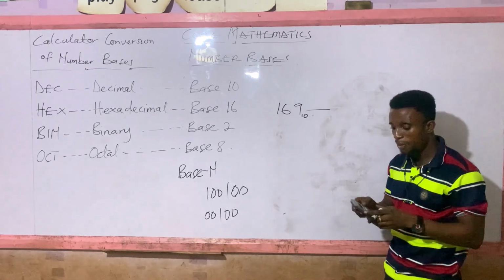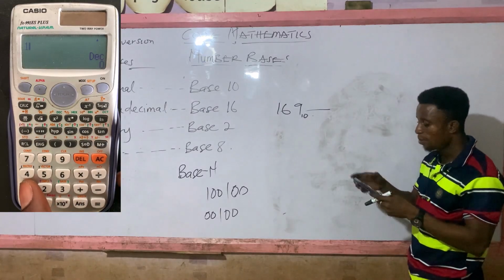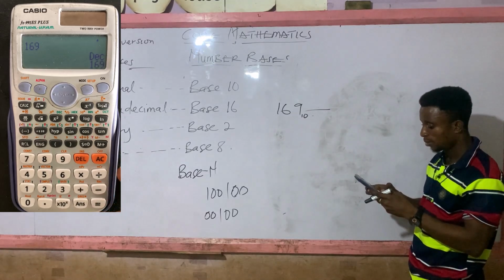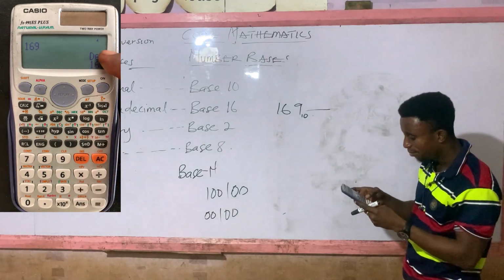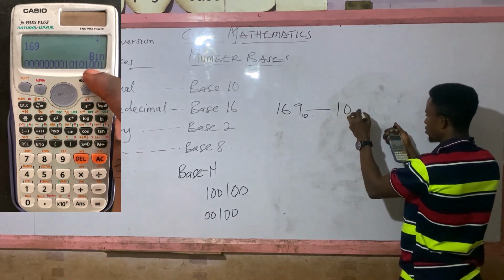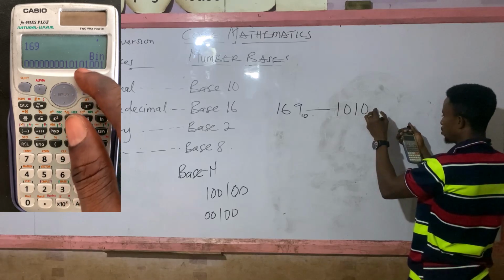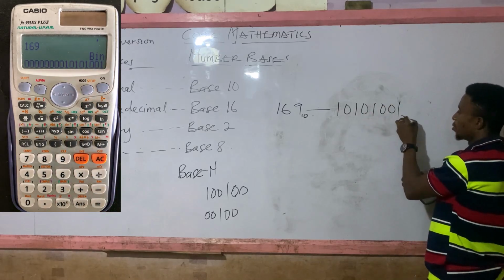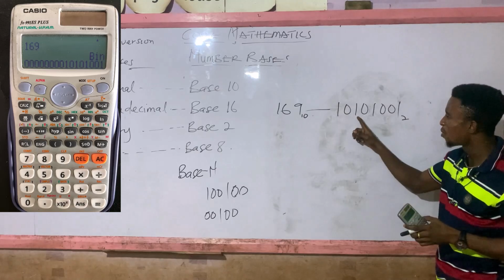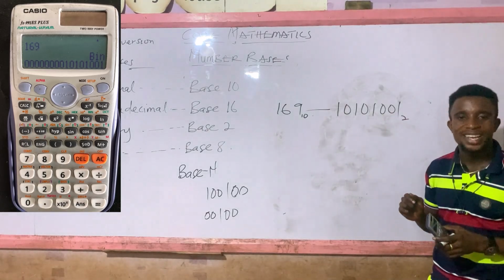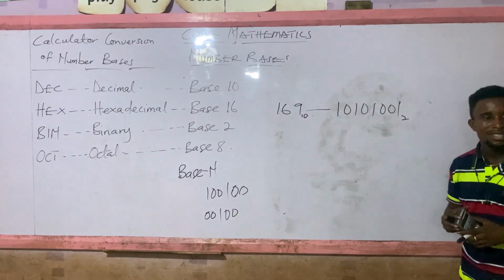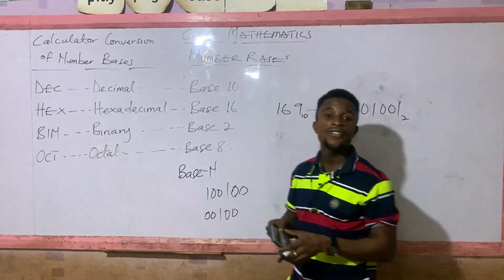Okay, and I hope by so doing that you're able to get it. So to convert 169 base 10 to base 2, we're able to get 10101001 base 2. Okay, then give me a high five if you're able to get that. Okay, so let's now proceed. Okay, so I think that is that.